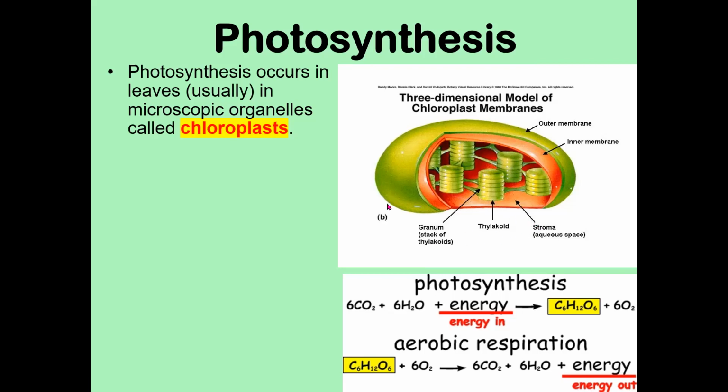But just looking at chloroplasts, they have a couple of membranes, and they have these things called thylakoids, and they're like coins. A stack of these thylakoids is called grana, one granum, and they're within the stroma, which is like a bubble, if you like, just a liquid.